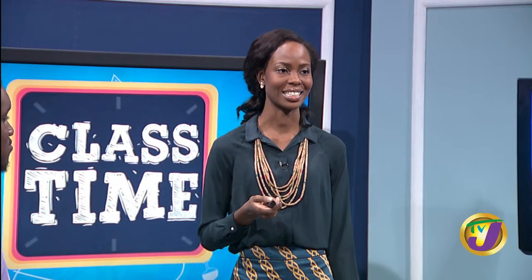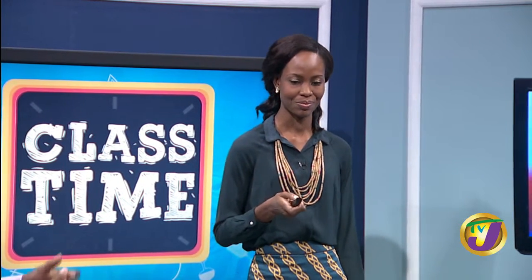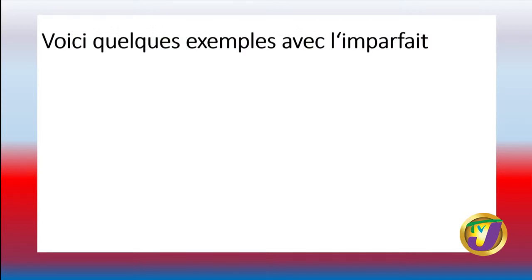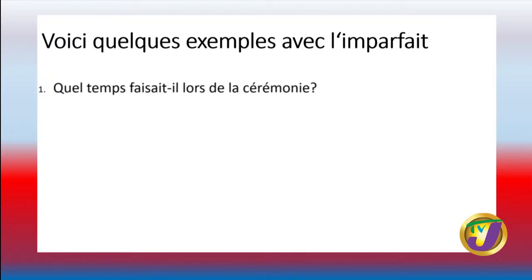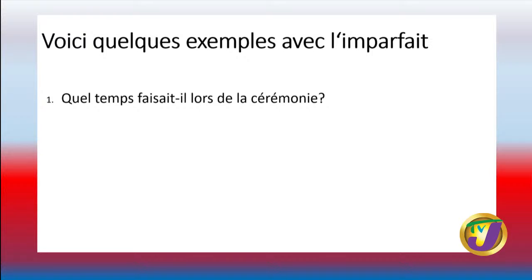All right, so now we're going to be looking at some examples from the imperfect tense. Right. And as you can tell, both tenses are past tenses. So, quel temps faisait-il lors de la cérémonie? And can you tell us what is that verb in the imperfect tense? You get it right. Bravo. Oui, faisait.